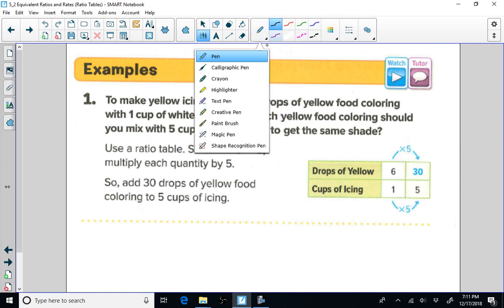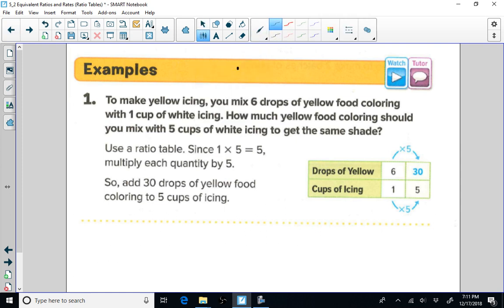All right, our first example says to make yellow icing, you mix 6 drops of yellow food coloring with 1 cup of white icing. How much yellow food coloring should you mix with 5 cups of white icing to get the same shade? You'll see in our table that we have the 6 drops make 1 cup. If I want to know how many drops I would need to make 5 cups, I'd have to multiply the number of cups by 5.